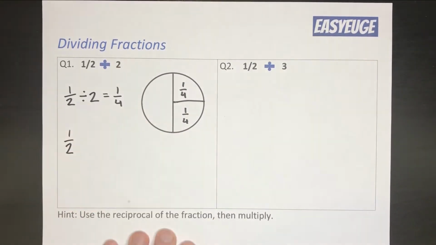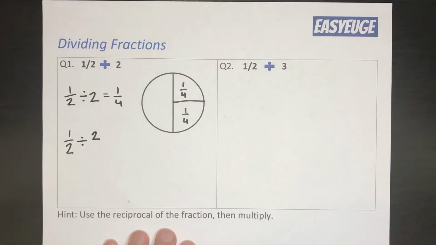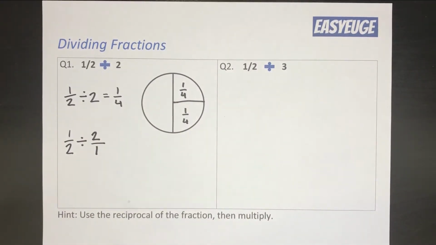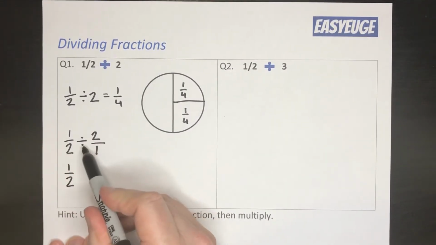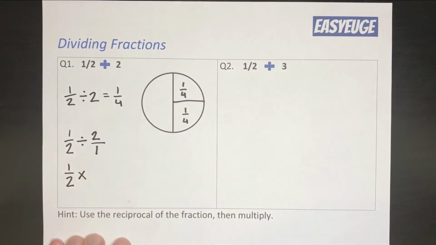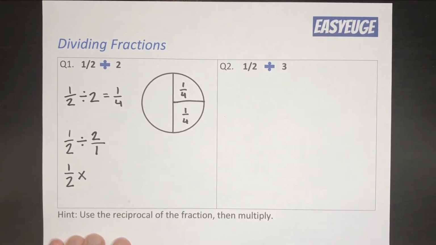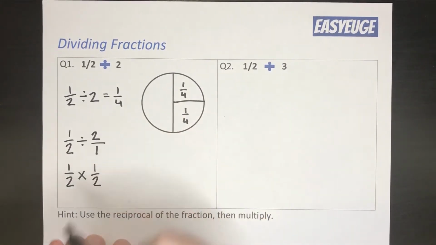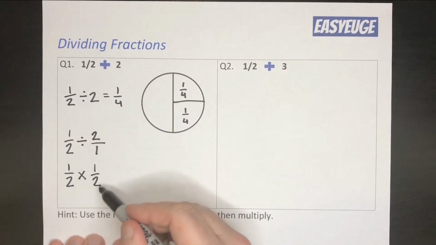Let's write down a half again, and we're going to divide by 2. So when we're dividing by 2, we need to turn 2 from a whole number into a fraction. So 2 is actually 2 over 1. And the trick with dividing fractions is this. Let's take the half, and instead of dividing, let's multiply, and we'll take that fraction and turn it upside down. We will use the reciprocal of the fraction. So instead of 2 over 1, we'll make it 1 over 2. So we're not going to divide by 2 over 1, we're going to multiply by 1 over 2.